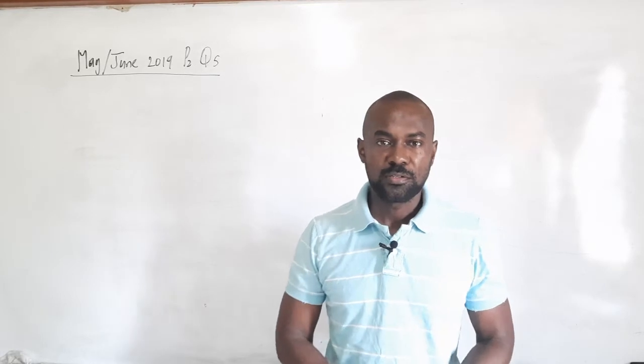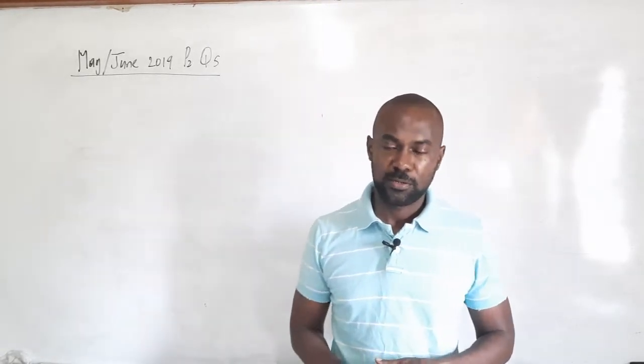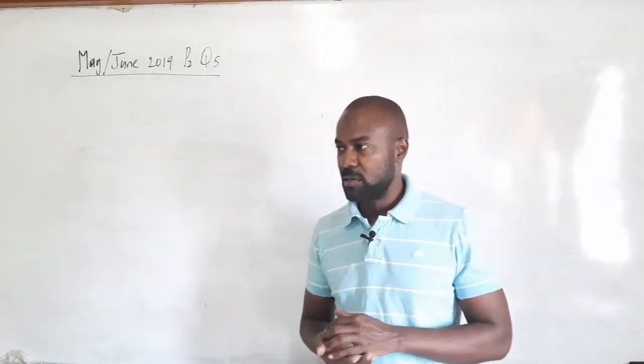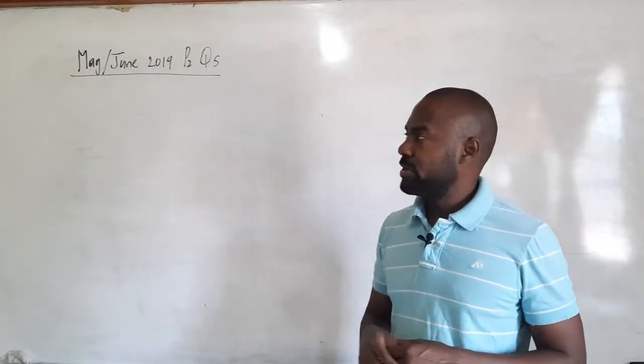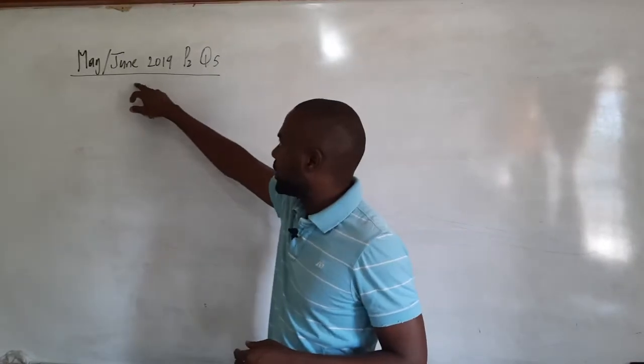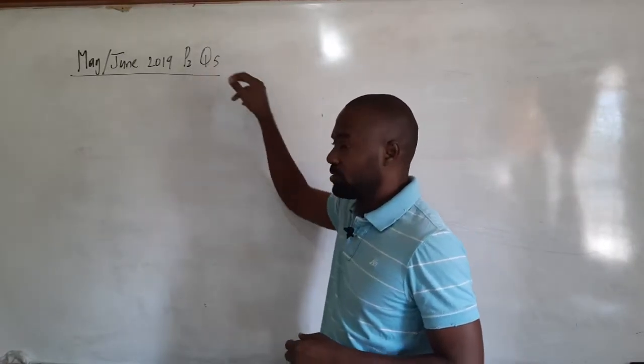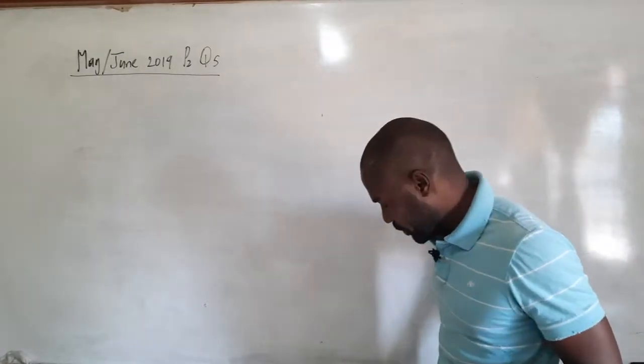In this video, we'll continue to look at CSEC Physics past paper questions. Now, in this video, we will basically look at another question. This time, I'm looking at a question on electricity, and this question comes from May June 2019 paper 2, question 5. All right, so let's begin.